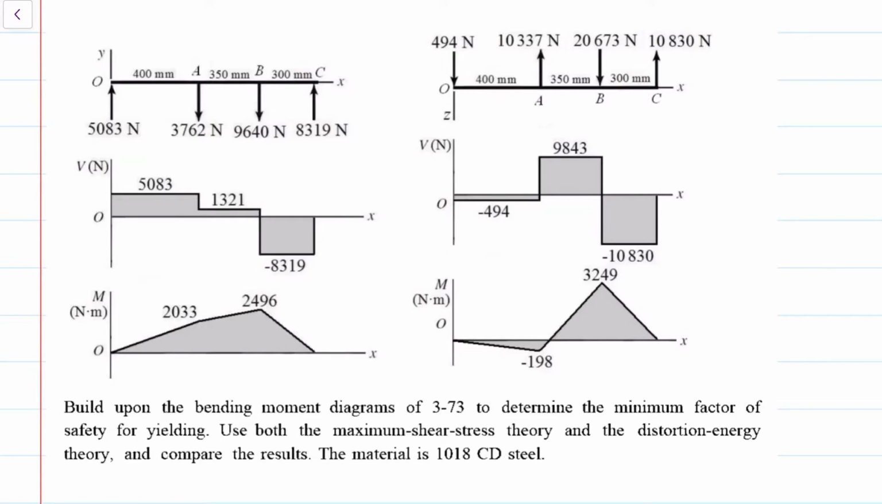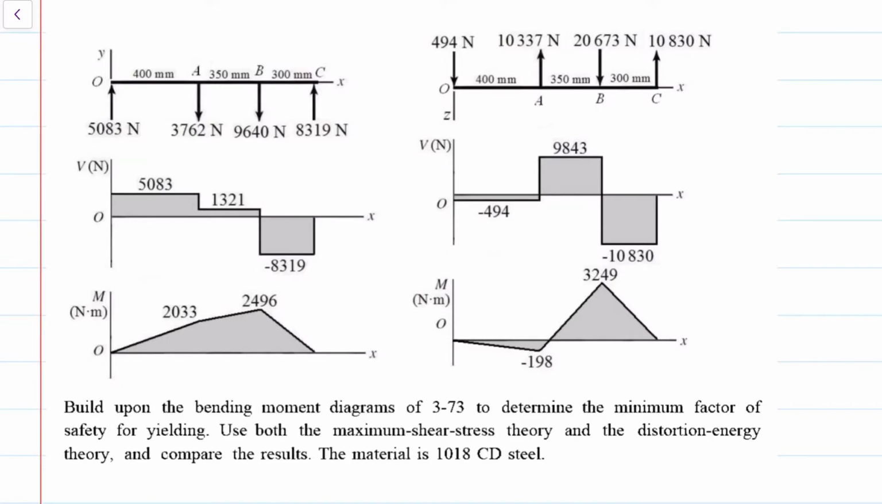Build upon the bending moment diagrams to determine the minimum factor of safety for yielding. Use both MSST and DET and compare the results. The material is 1018 cold drawn steel. So what we need to do is figure out what the stresses are as a result of the bending moment and the torsional stresses, plot the Mohr circle, and then use those principal stresses and the maximum shear stress to calculate the factor of safety.